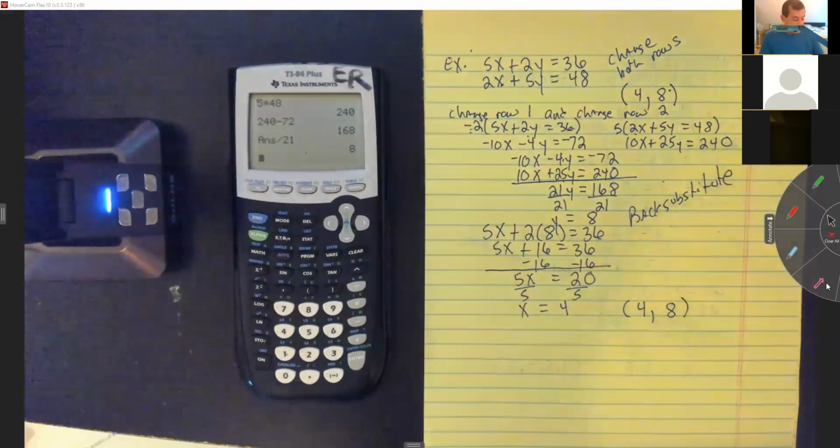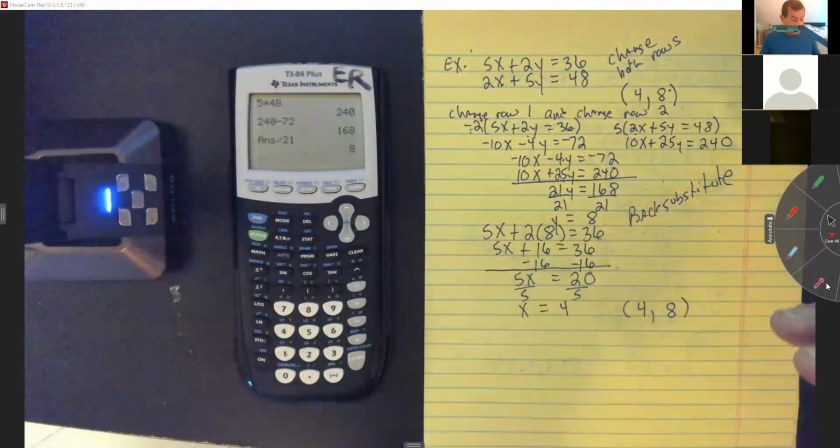Okay, so not too bad. You like it when you start out and you got numbers that'll cancel. But if not, you might have to change one row or even two rows to get that to change.